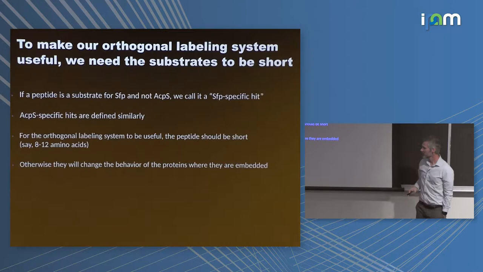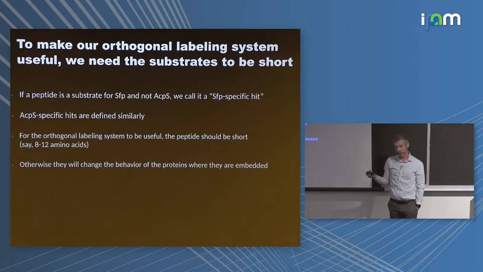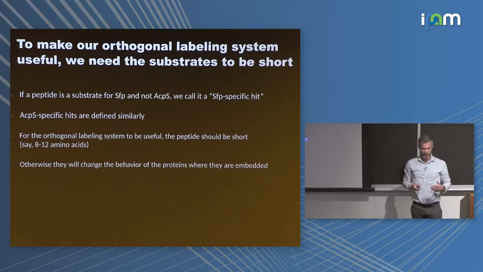I mentioned that SFP and ACPS come from nature, and there are proteins in organisms that are labeled by both SFP and ACPS. We're not aware of any proteins in nature that are orthogonal. And if I focus on just one part of the goal, finding a peptide that's labeled by SFP, those proteins are too long to be useful for the design goal. So the goal is to find two peptides that constitute an orthogonal labeling system and that are short.